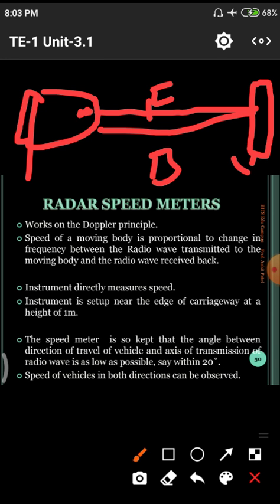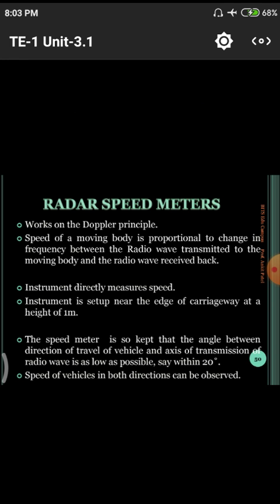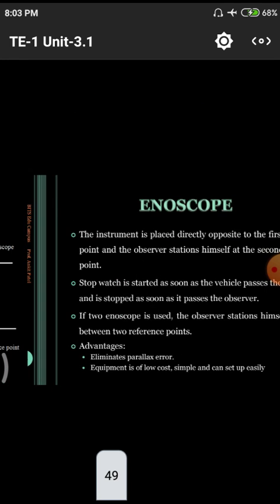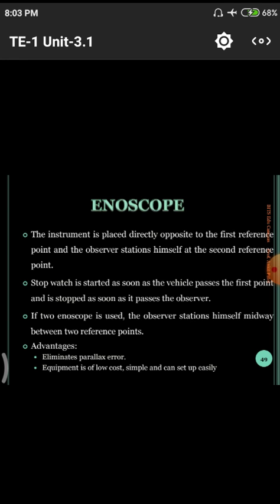Another advantage is that the speed of vehicles in both directions, coming vehicles and going vehicles, can be observed by using these radar meters. But in the case of the previous one, with enoscopes and others, we have to take one reading only.